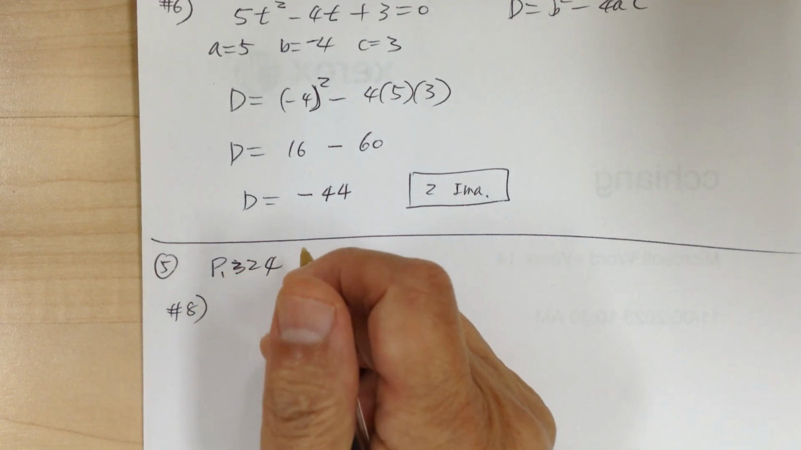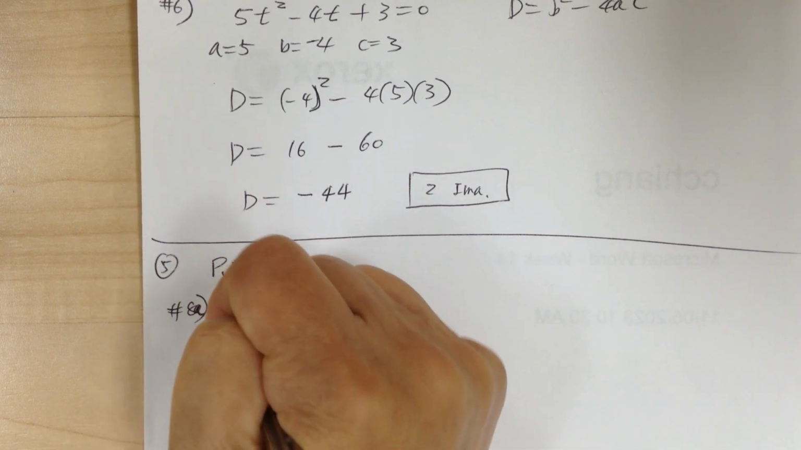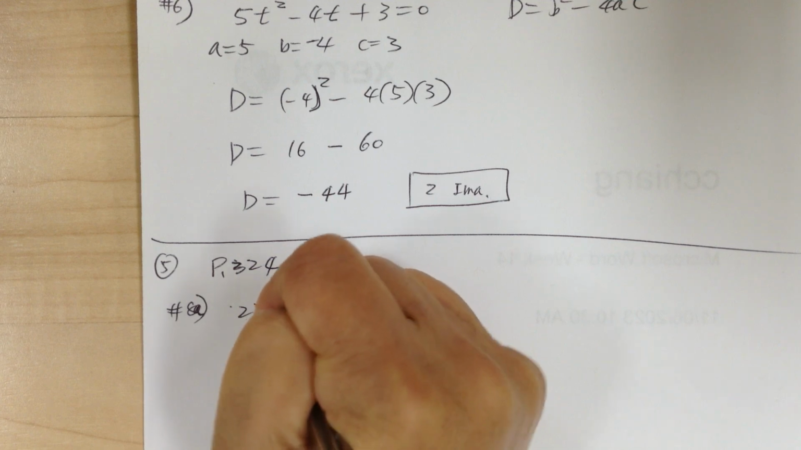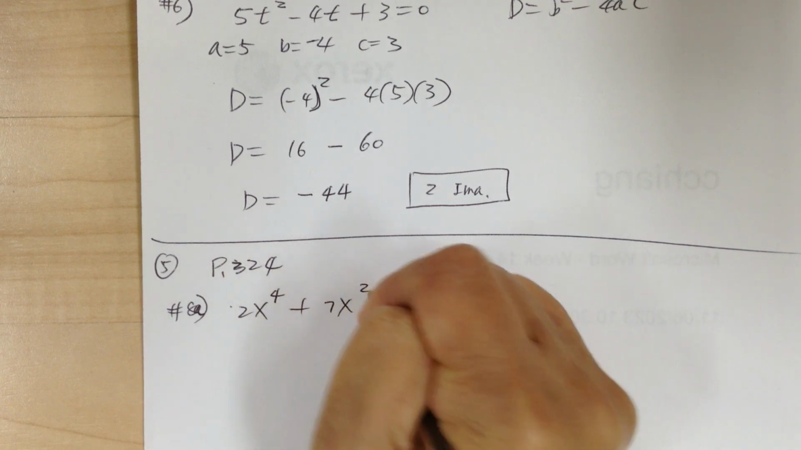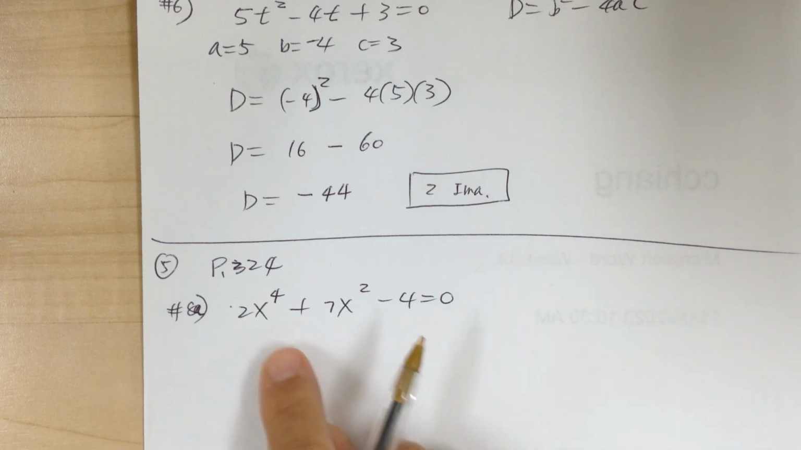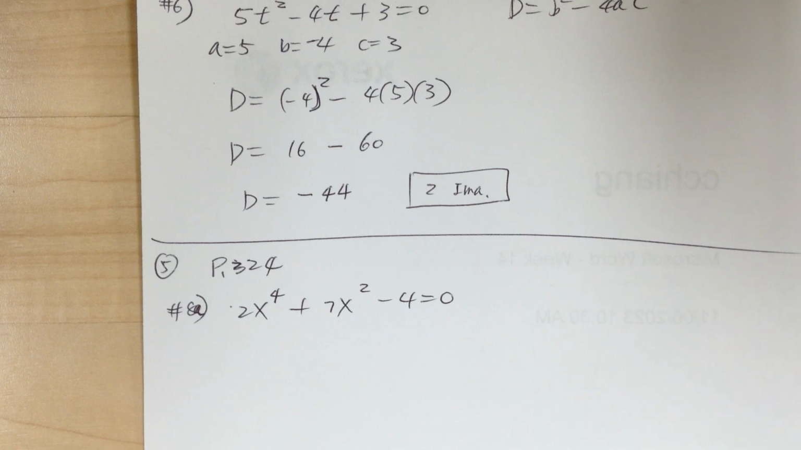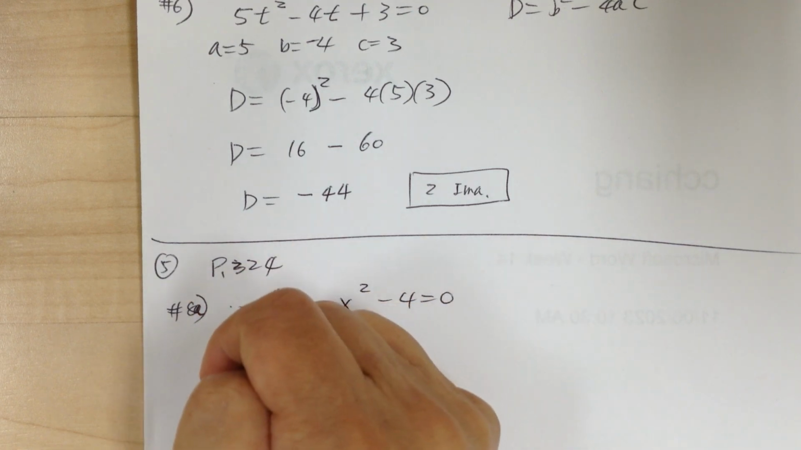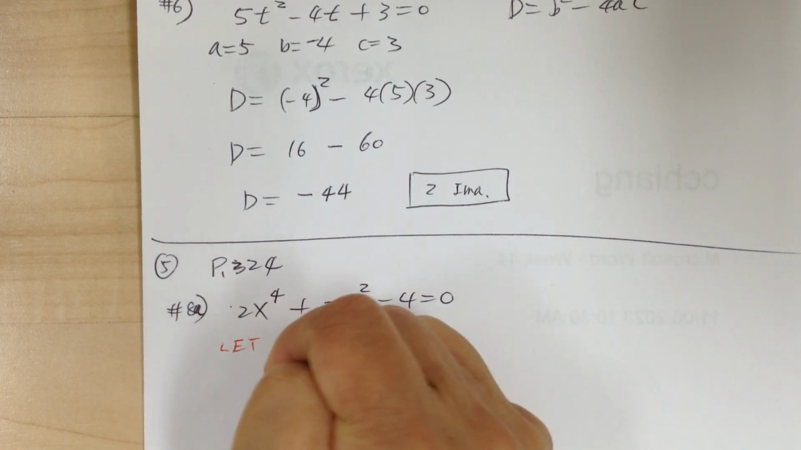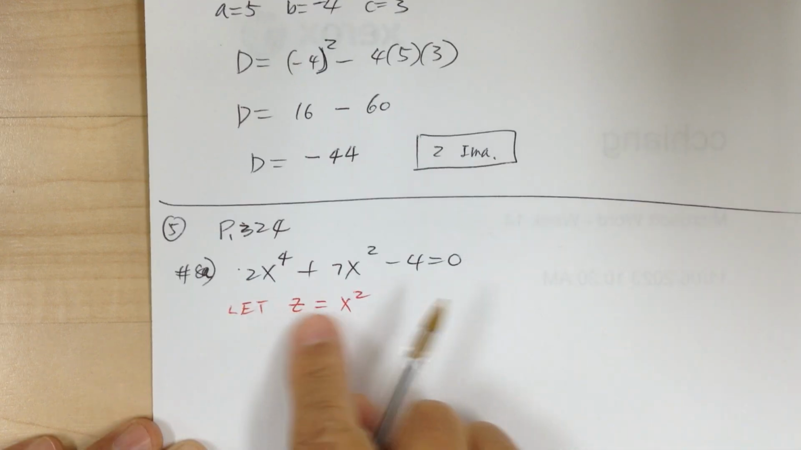So number 8, let's do the A. Okay, so you have 2x to the 4 plus 7x squared minus 4 equal to 0. If you notice, this is the square of this one. So in this case, you want to use the substitution technique. So what you do is let z equal to x squared.